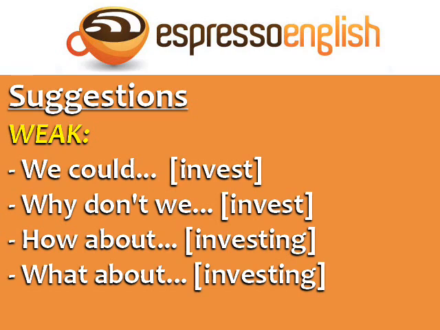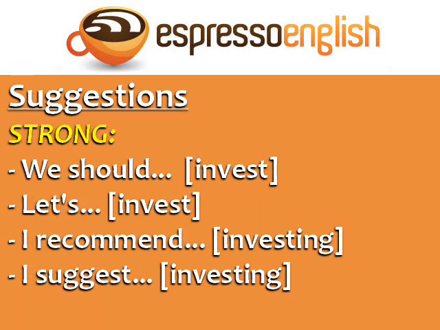How about? What about? The phrases "we could" and "why don't we" are followed by the infinitive. For example, "We could invest in new technology." Why don't we invest in new technology? The phrases "how about" and "what about" are followed by the ing form. For example, how about investing in new technology? What about investing in new technology?